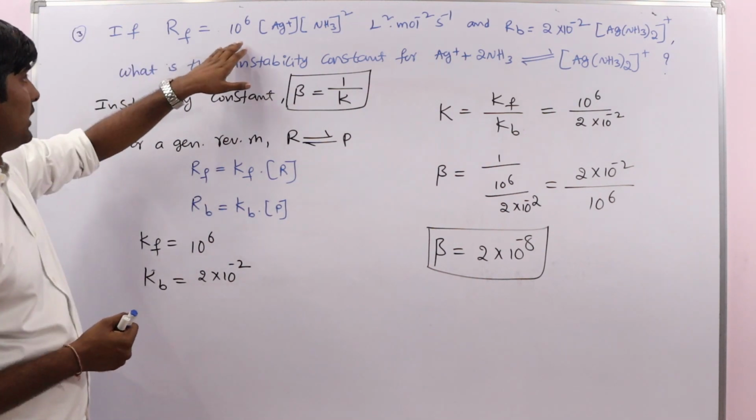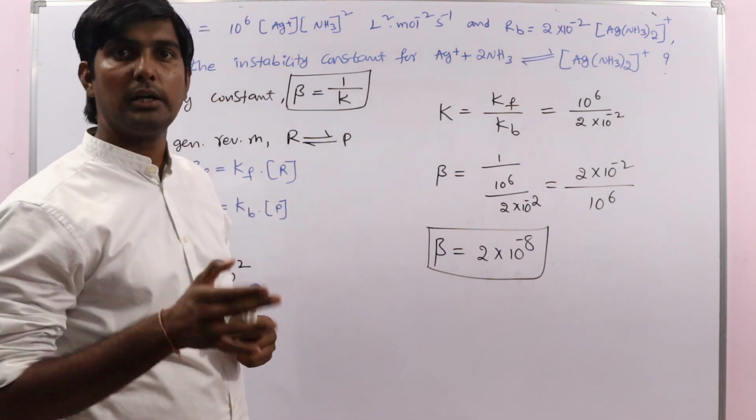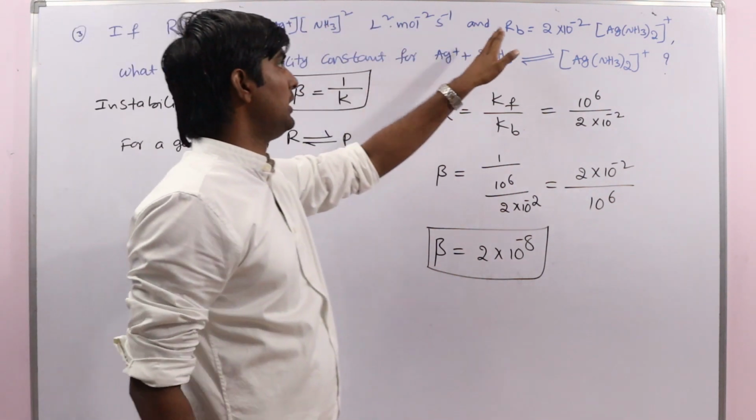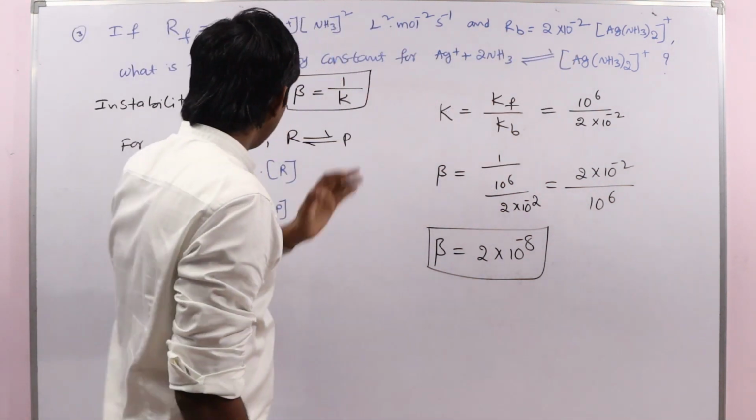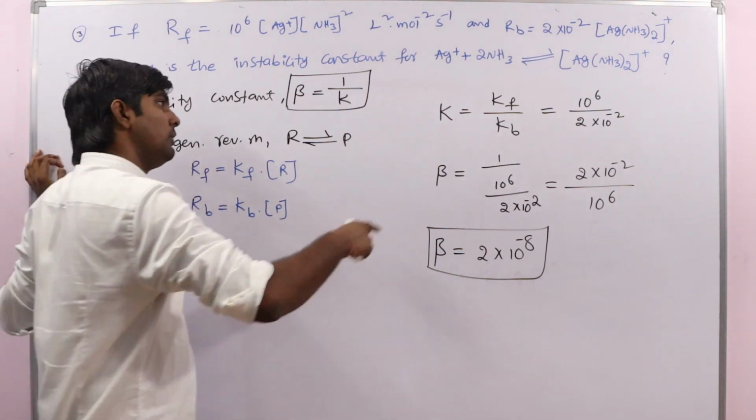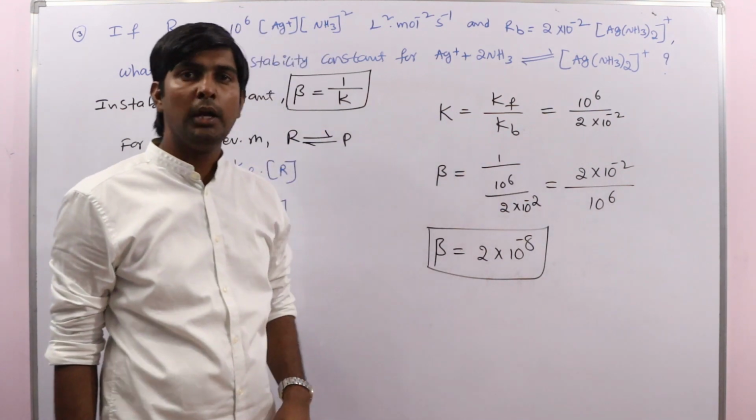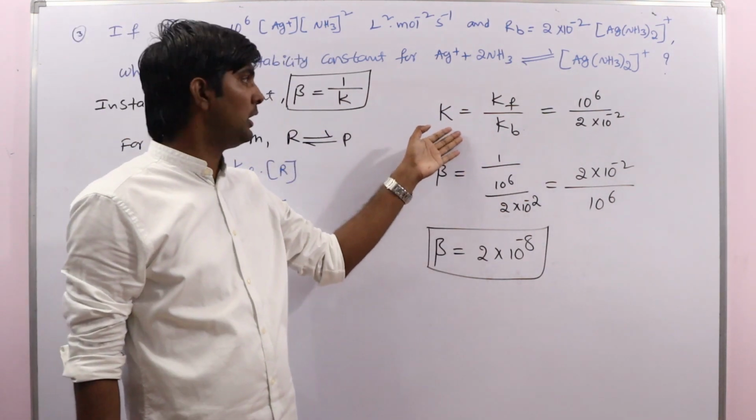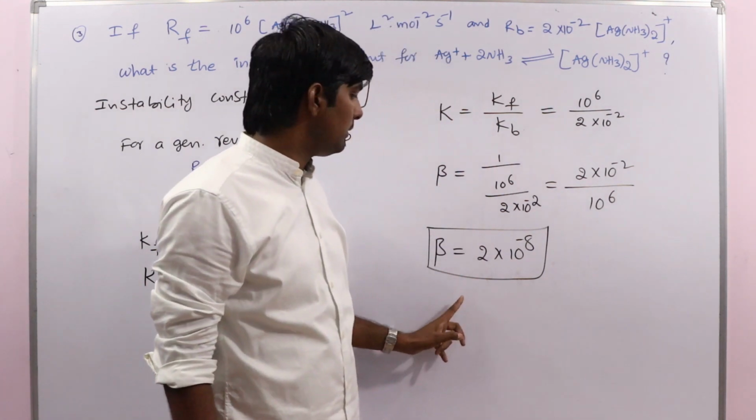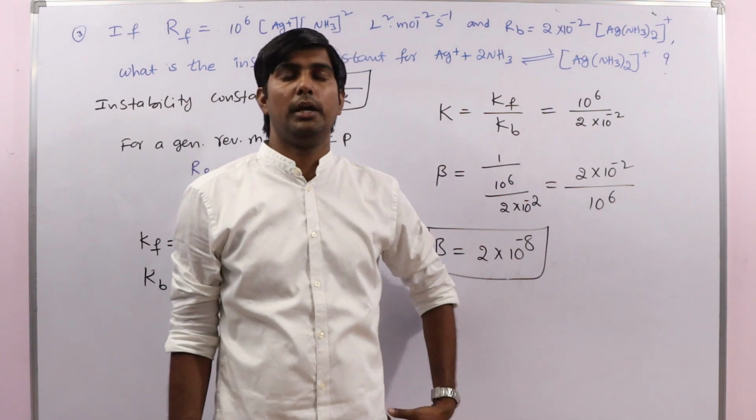Because they didn't provide the rate constants for the forward and backward reaction directly, instead they provided the rate of forward reaction and the rate of backward reaction. From that we have taken Kf and Kb. This is a very important relation, equilibrium constant equals Kf by Kb, which we already discussed. Then after simplification and substitution here, we get the instability constant equal to 2 into 10 power minus 8.